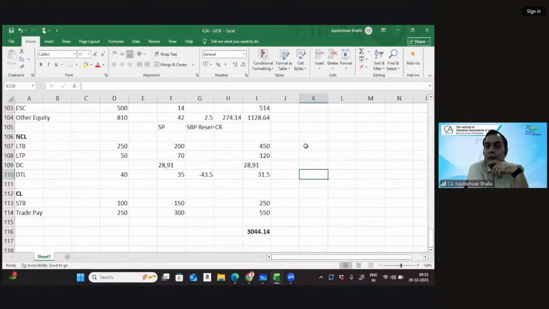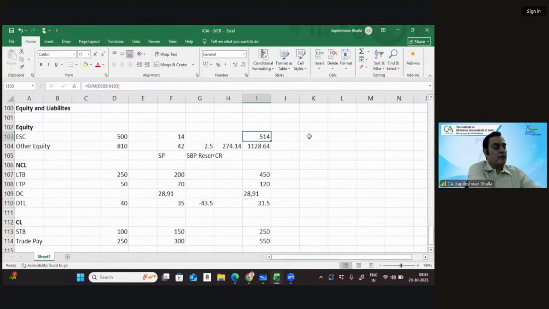Anybody able to locate where I missed out the inputs? Because practically, once you're making this opening balance sheet, you just need to consider the balance sheet in the question and just add the figures which are there in the acquisition entry. The total of the balance sheet should be 3230, that is for sure. Let me just see if there is any error out here.